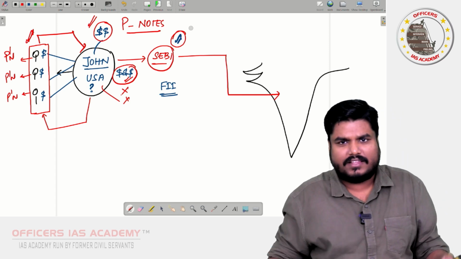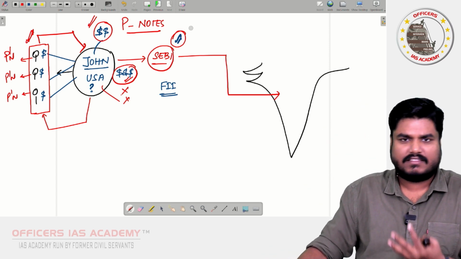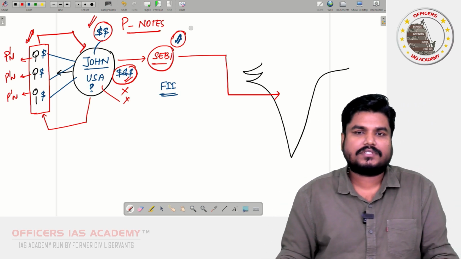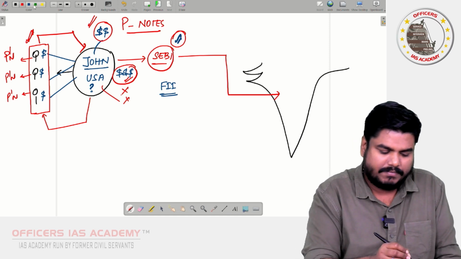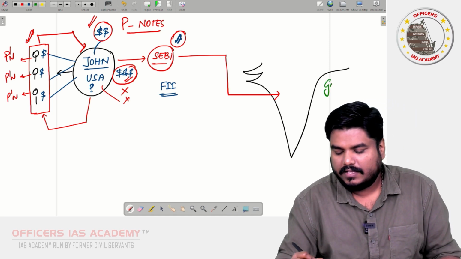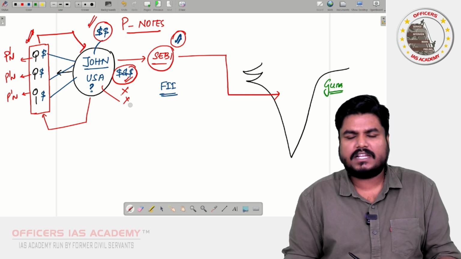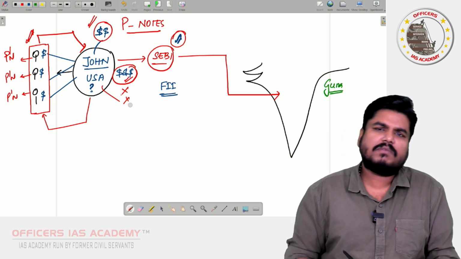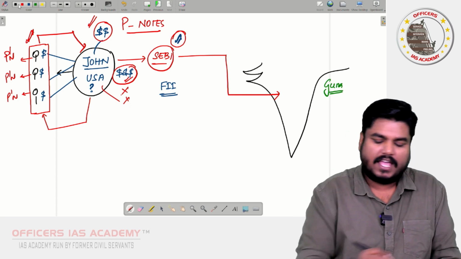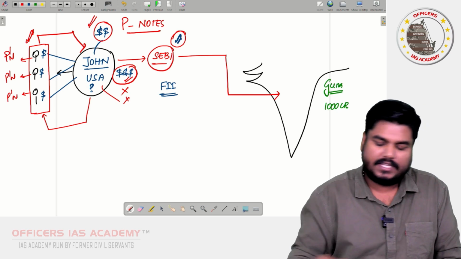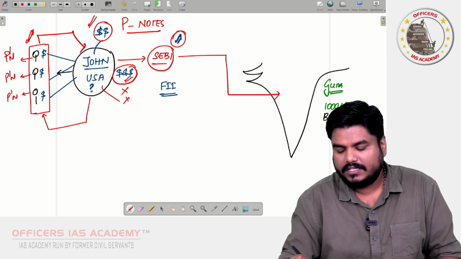Okay, there's nothing wrong here, there's nothing illegal here. But this instrument can be illegally used. For example, let's bring in Guna. So Guna is a big businessman in India. He is having a lot of money. Now he is having some 1,000 crores of black money. Assume he is having some 1,000 crores of black money.